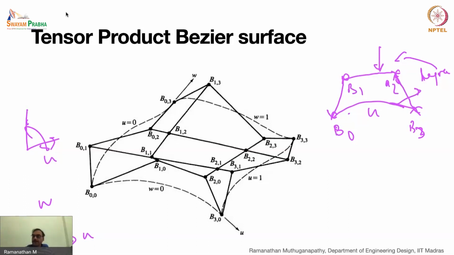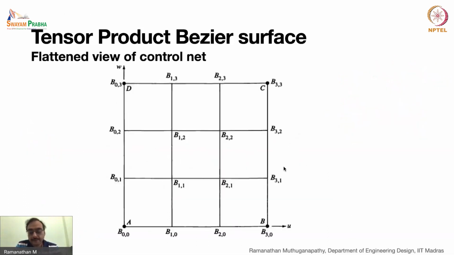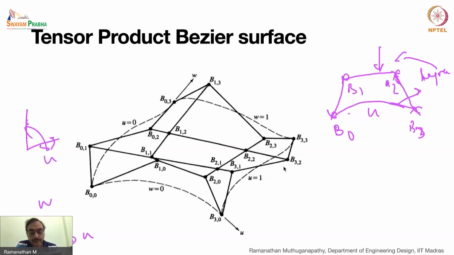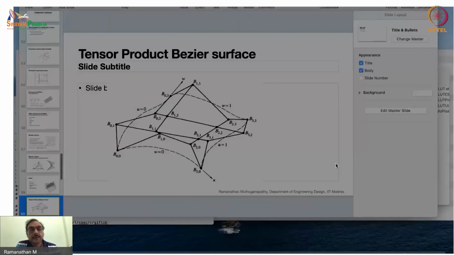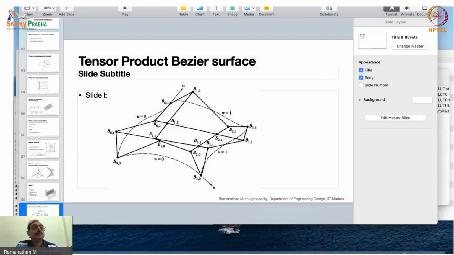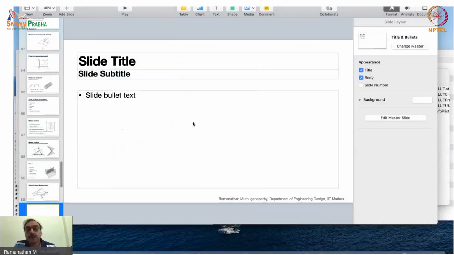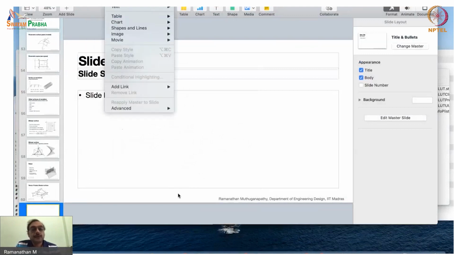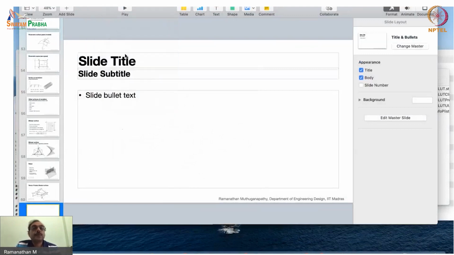So what happens here is that I will go to a fresh slide, maybe. Okay, so let me go here. So suppose I show this picture here.